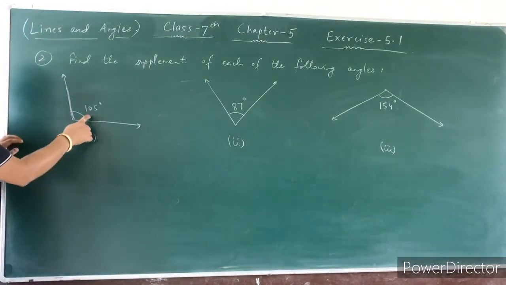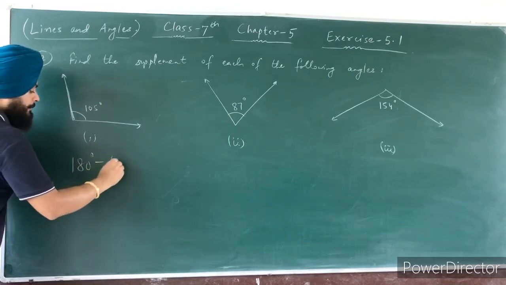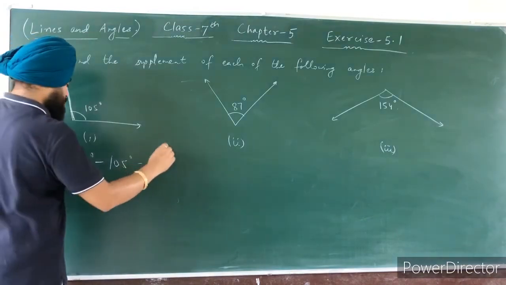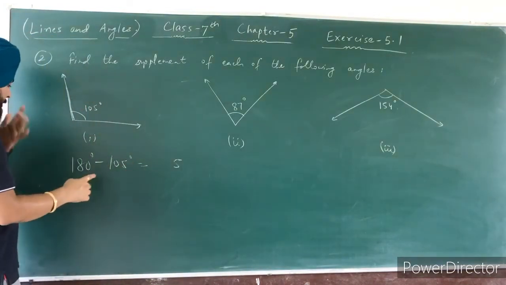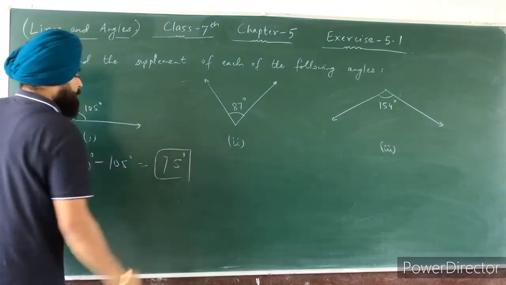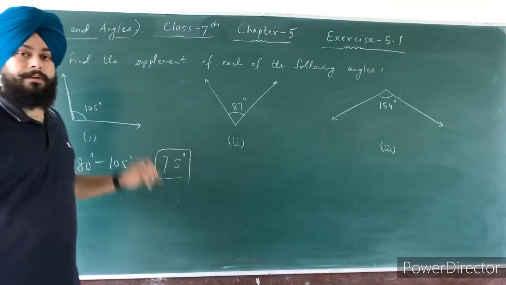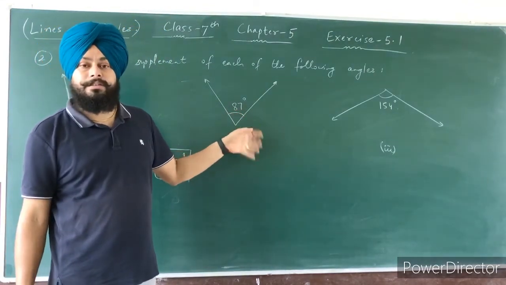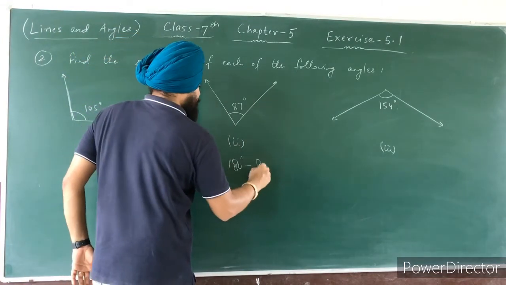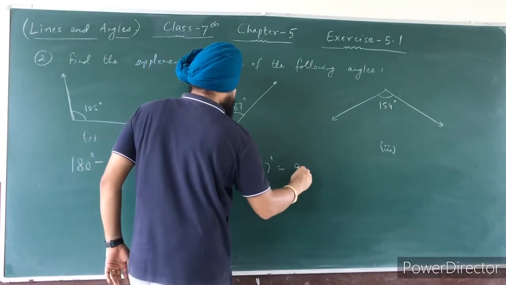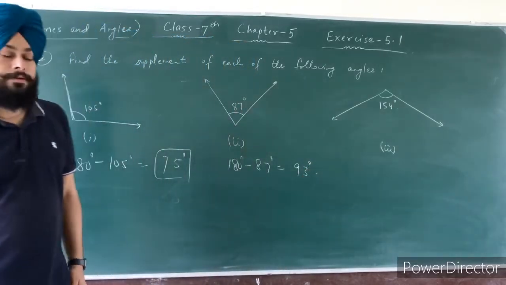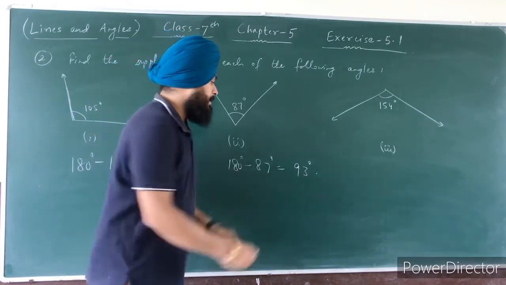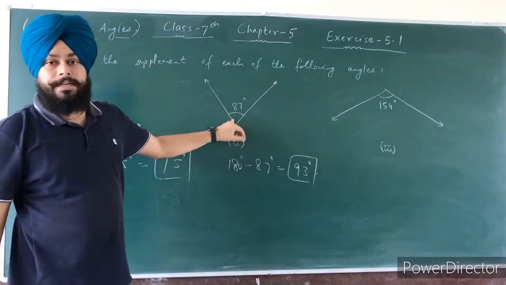So the first angle is here 105. So the supplement of 105 is what? You have to subtract this 105 from 180. So how much? It is 10 minus 5, 5, 75 degrees. So 75 degrees is the supplement of this first angle. Now the second angle given here is 87 degrees. You have to find the supplement of this. So you have to subtract 87 from 180. It is what? 93 degrees. Alright. 10 minus 7, 17 minus 8, 9. So 93 degrees is the supplement of this second angle.